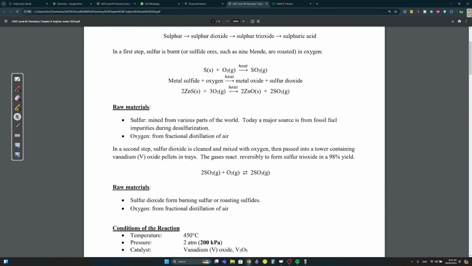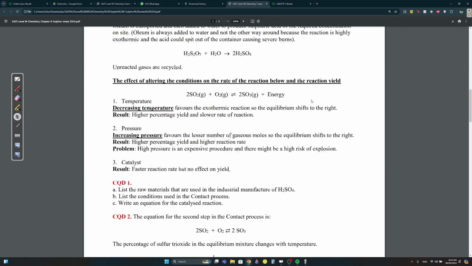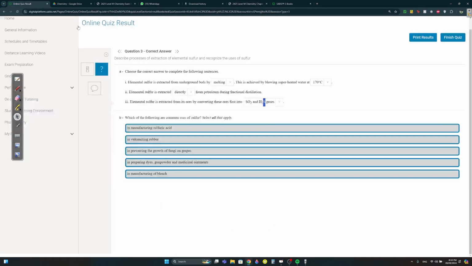Like, see here, they would mention... I can't talk! They don't mention H2S at all in this whole document, okay? Don't know why. What are the uses of sulfur?